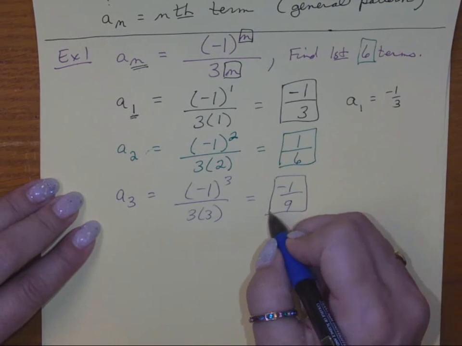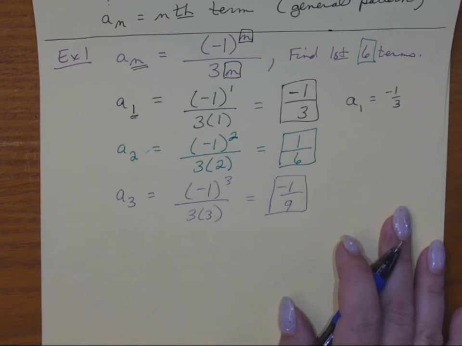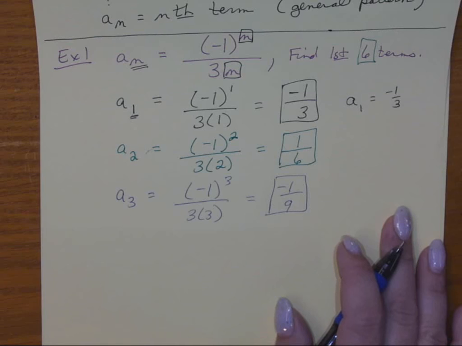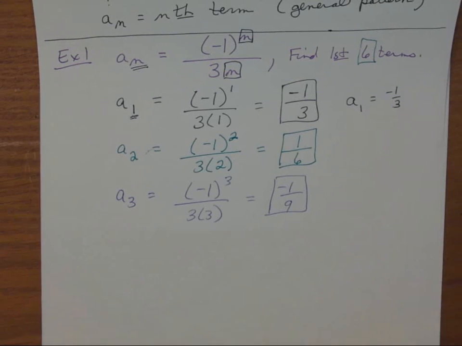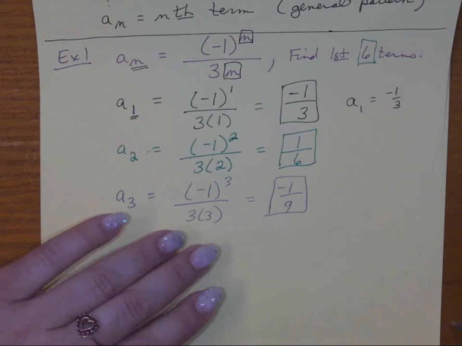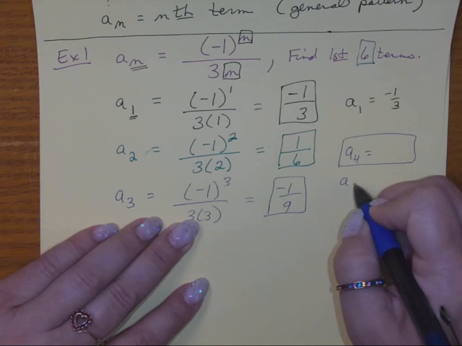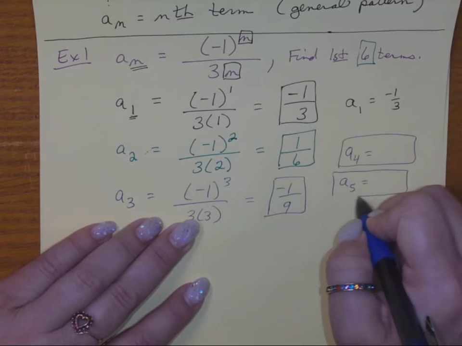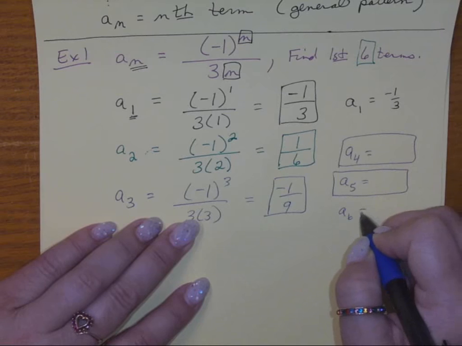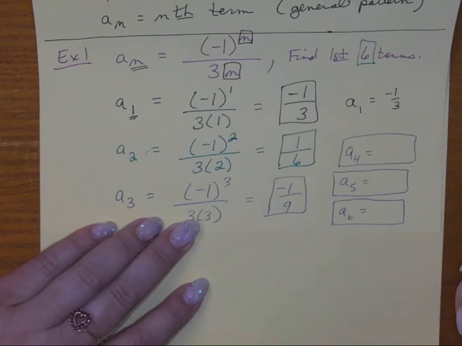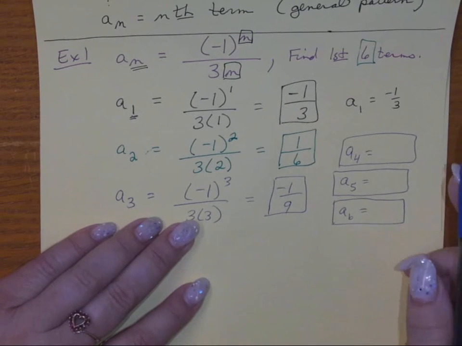Okay. So I'm starting to see stuff happening here. I see on the bottom I'm getting basically all the multiples of 3. And then what's happening on the top? -1, +1, -1, +1. So I see a pattern going on. I don't have to keep on going. If you need to, go ahead and find a sub 4, a sub 5. If you want to work them out and use the general pattern to get them, go for it. Okay, a sub 6. Figure out what those are.